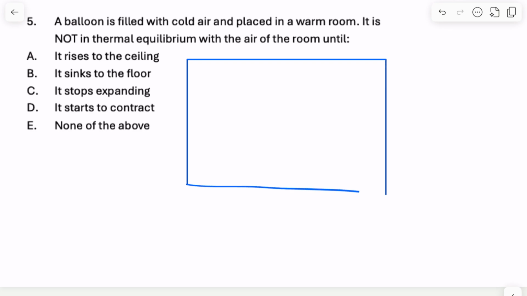Okay, this is your warm room, and it is at a temp of T sub H, a higher temp. And then you have here your balloon. The balloon is, of course, smaller compared to the room, but that's not the point. The point is the temperature of the balloon is cooler compared to the room. Now, you have to recall something about this one.